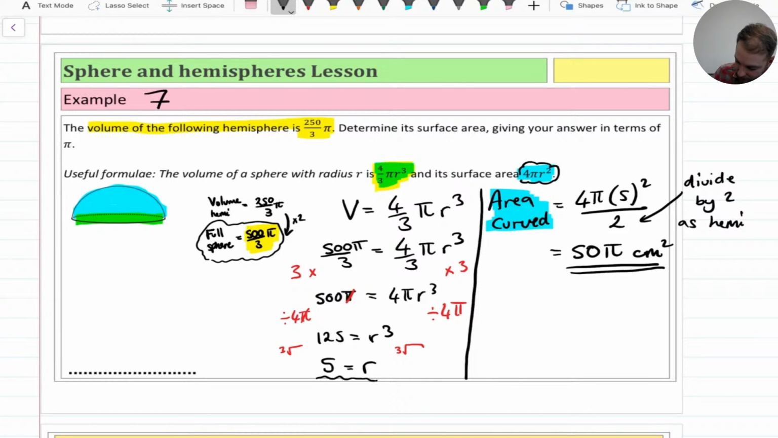So in which case, to find the surface area, it's the area of the curved top part, the area of the circle on the bottom, add them together, which is going to be 50 pi plus 25 pi. So the total surface area is equal to 75 pi centimetres squared. It is tough, that.